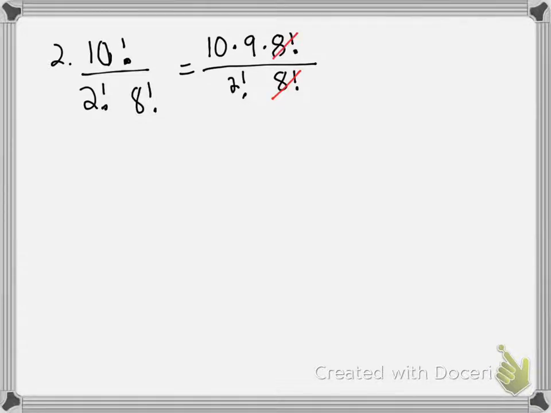allow me to cancel. So then I'm left with 10 times 9 over 2 factorial, which is 2 times 1, which we know is the same thing as 2. And 2 goes into 10 5 times. So I'm left with 5 times 9, which is 45. So let's try number 3.